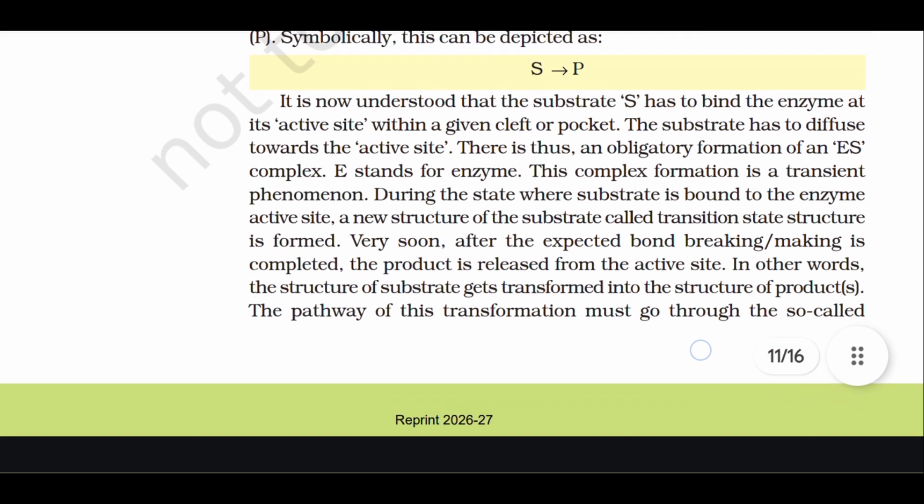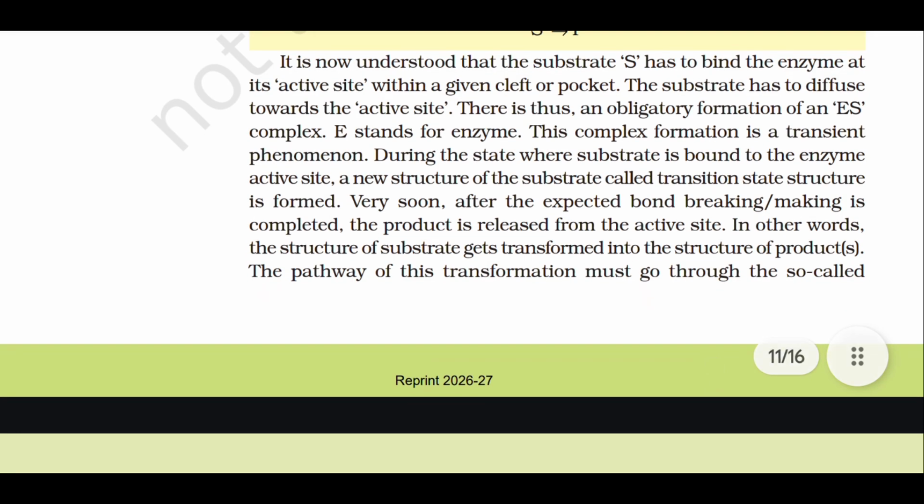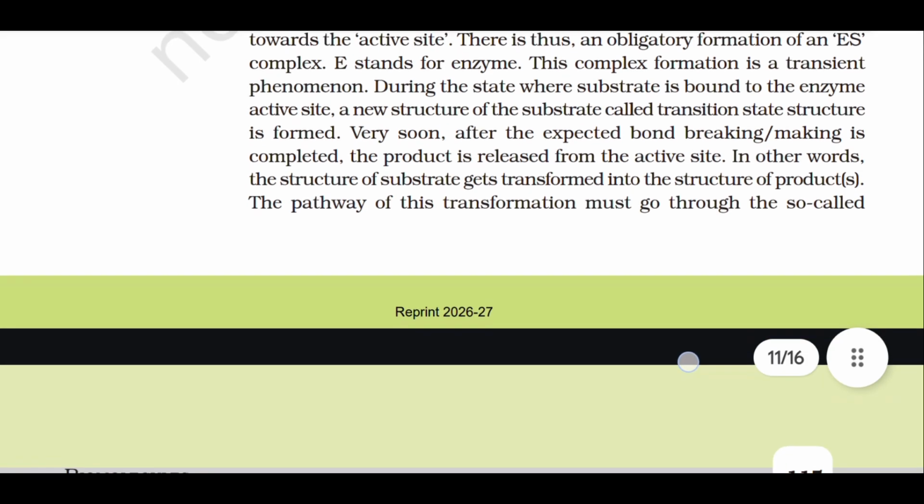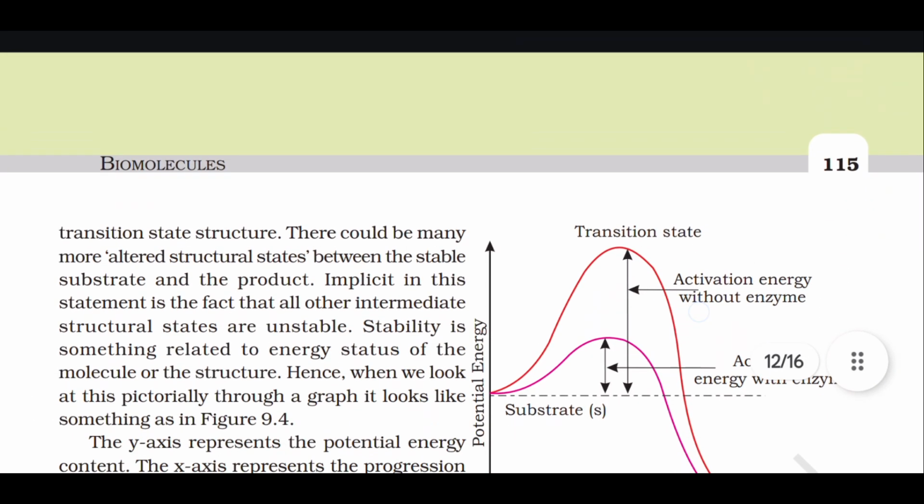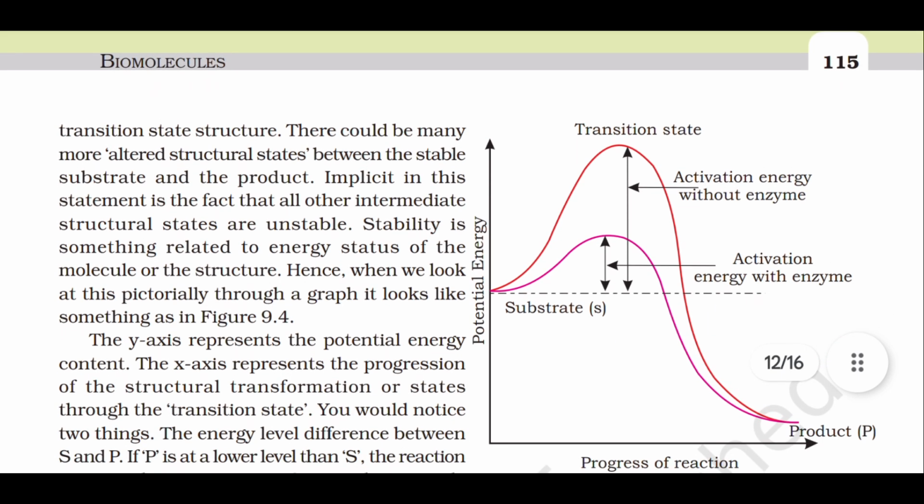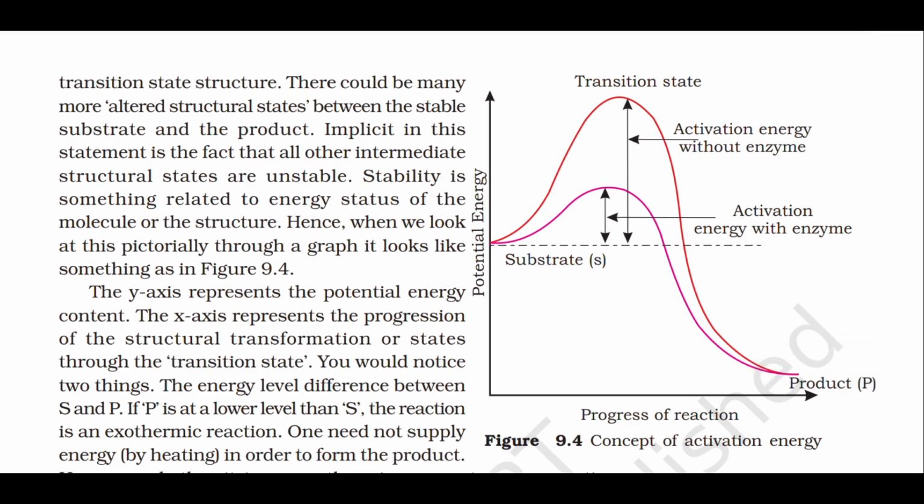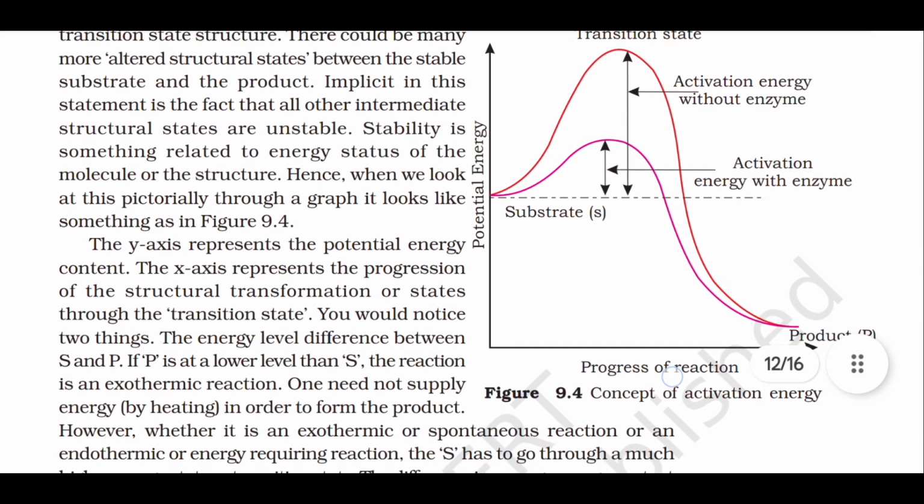state structure is formed. Very soon after the expected bond breaking or making is completed, the product is released from the active site. In other words, the structure of substrate gets transformed into the structure of product. The pathway of this transformation must go through the so-called transition state structure. There could be many more altered structural states between the stable substrate and the product. Implicit in this statement is the fact that all other intermediate structural states are unstable. Stability is something related to energy status of the molecule or the structure. Hence, when we look at this pictorially through a graph, it looks like something as in figure 9.4.